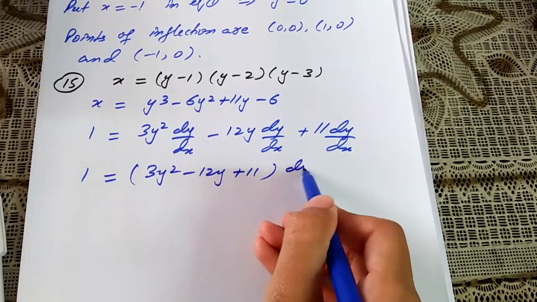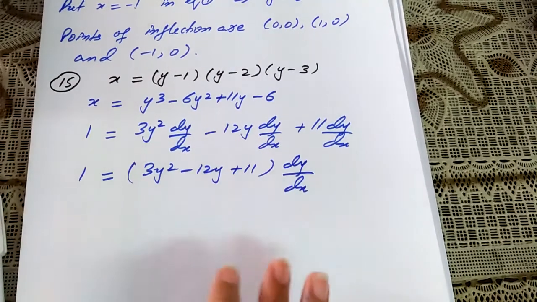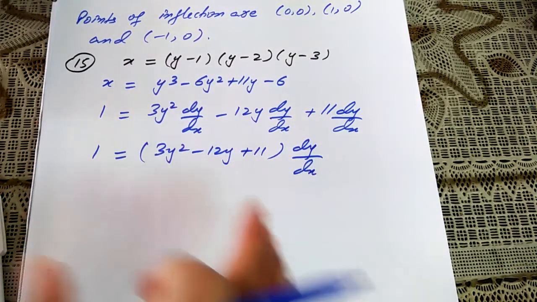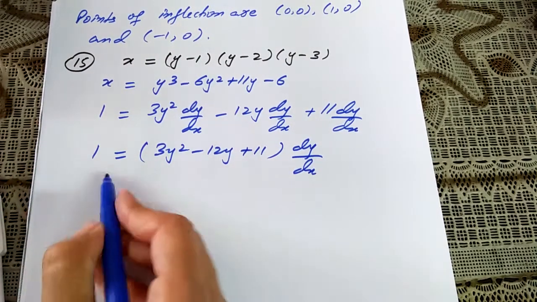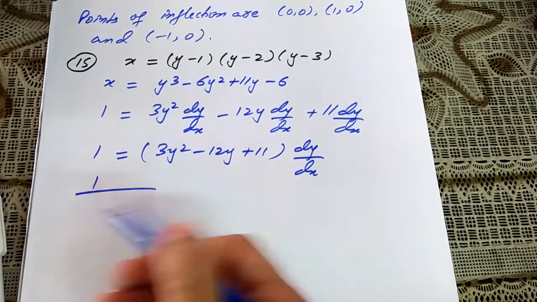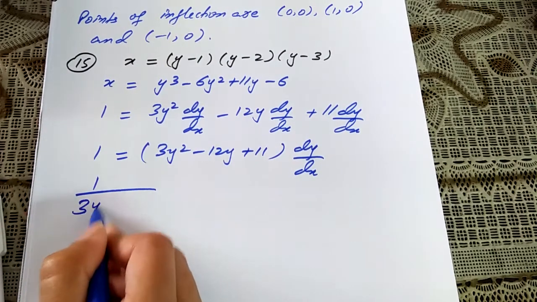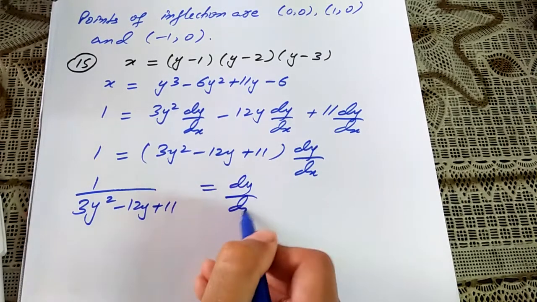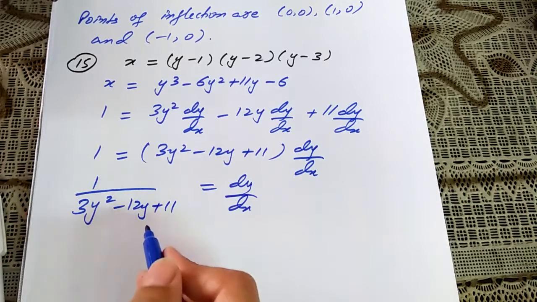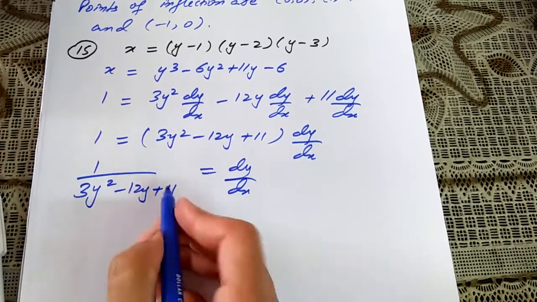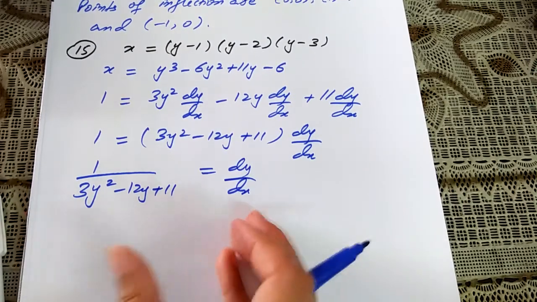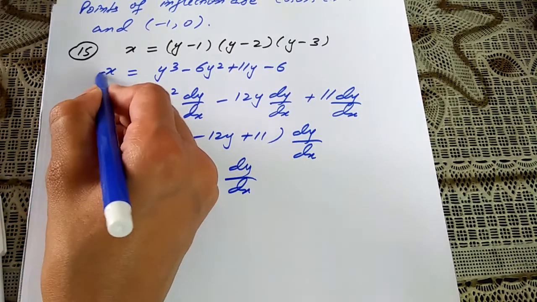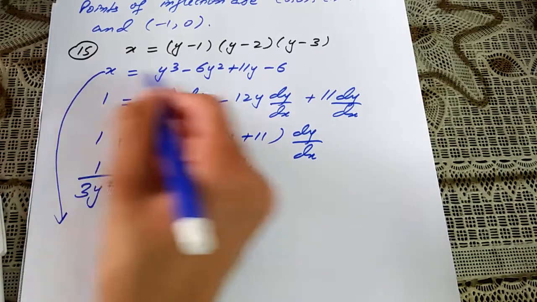This one is the difficult approach. After this step, I will tell you the easier approach from which we can easily find the point of inflection. This will be difficult and lengthy as well. 1 over 3y square minus 12y plus 11 is equal to dy by dx. Now we need to find the second derivative. If we find the second derivative out of this, it will become more complicated. So it will be easy if we just find its derivative with respect to y.